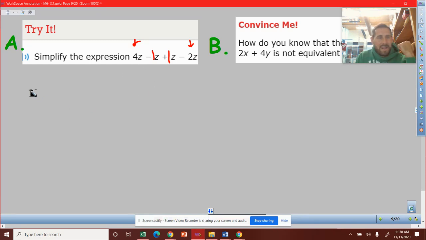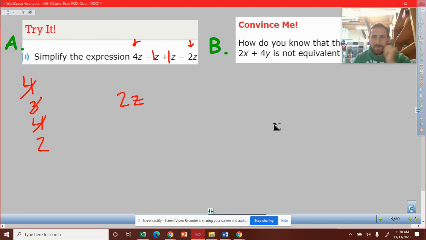So just in your head, you can say 4 minus 1, so that's going to turn into 3, then plus 1, so it's going to go back to 4, and then minus 2, it's back down to 2. So altogether, this whole thing equals 2 z's. And I put a line through it just so you don't think it's 2, 2.